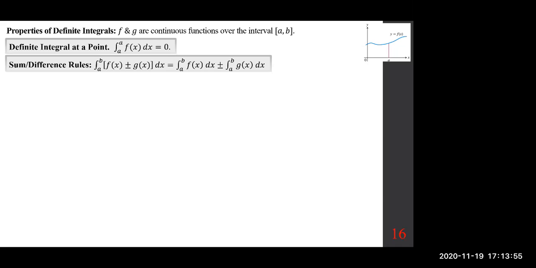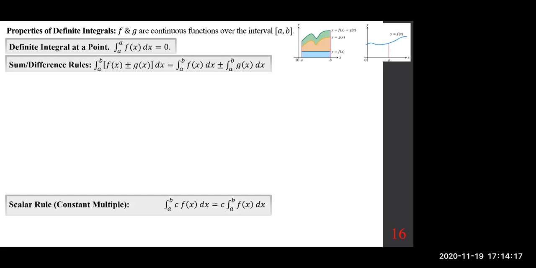Okay. Sums and differences, just the same, just cut them into pieces. As you can see, this is f of x, this is g of x. Add them up, you get f of x plus g of x. The area under the curve for f of x, assuming those are both positive, and the area under the curve for g of x, add them up, and that becomes the area for f of x plus g of x. A picture is worth 1,000 words.